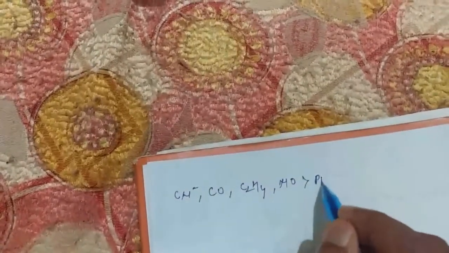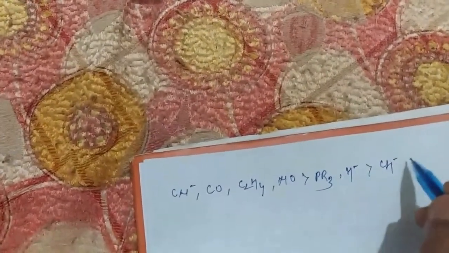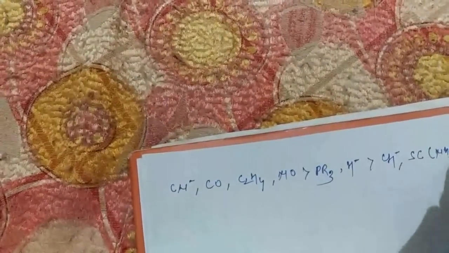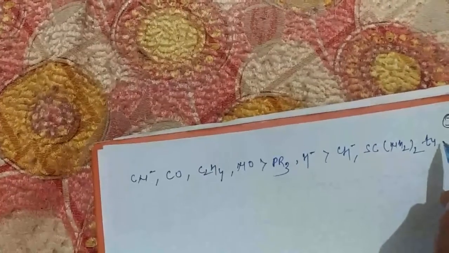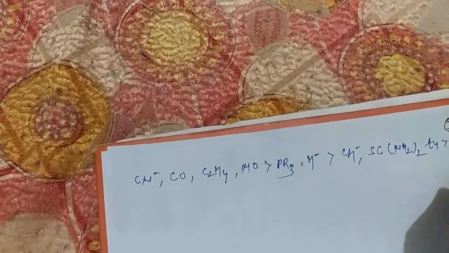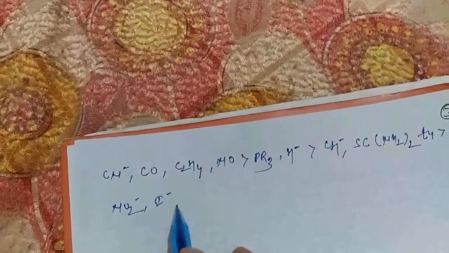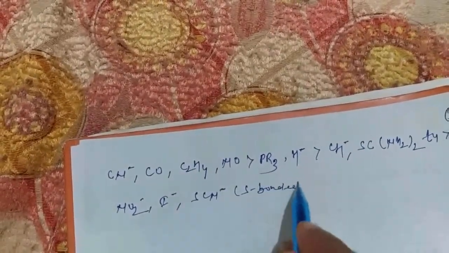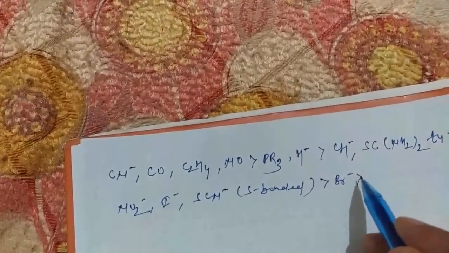Then PR3, H negative, then CH3 negative, SC(NH2)2 (thiourea), C6H5 negative, then NO2 negative, I negative, iodine being the highest of these, SCN negative, which is sulfur bonded, not N bonded. Then Br negative and Cl negative.